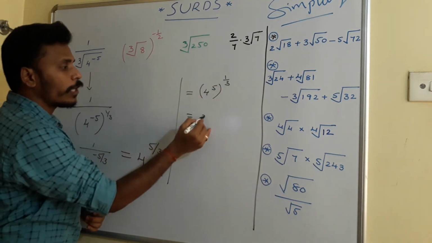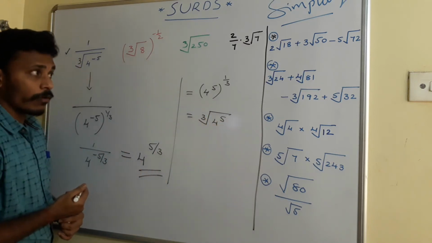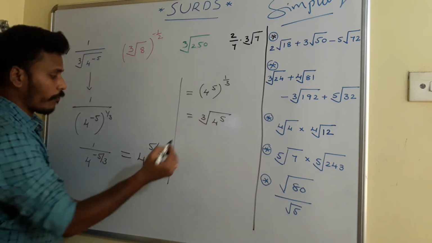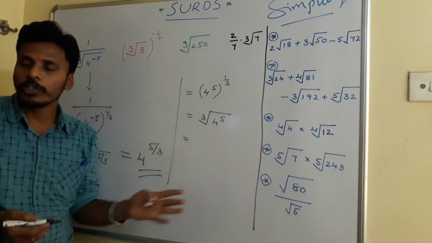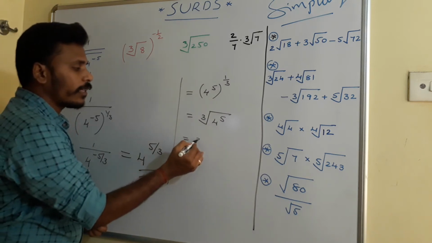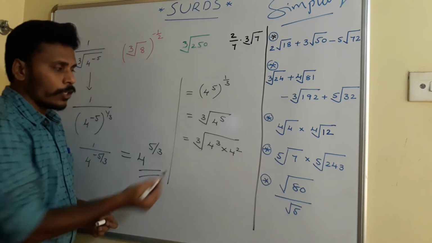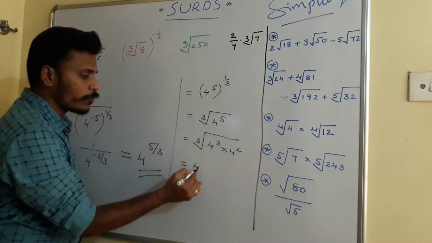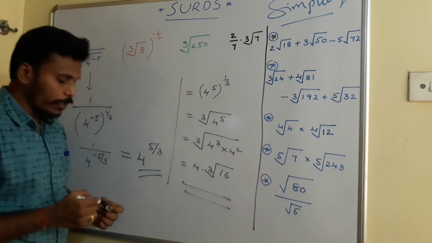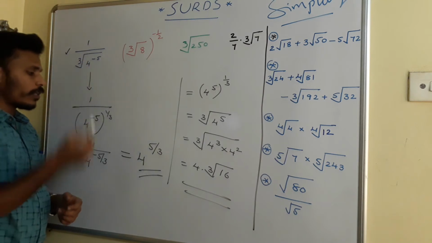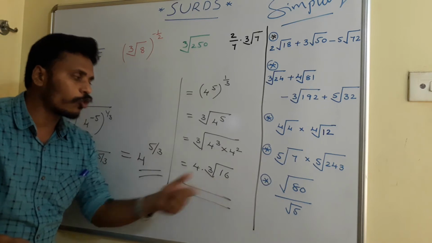And if you wish to simplify, you will write it like cube root of 4 power 5. Right? Since it is cube root of 4 power 5, we know that under the cube root, if there are three 4s, you will write one 4 out. So I can write it like this: cube root of 4 power 3 into 4 square. So cube root of 4 cube can be written as 4, into cube root of 4 square is 16, and that may be your answer. See, the simplified value for this may be 4 power 5 by 3, maybe cube root of 4 power 5, and maybe 4 into cube root of 16.